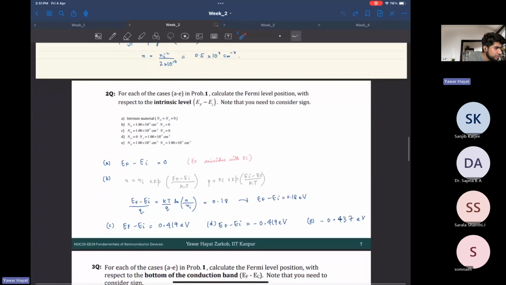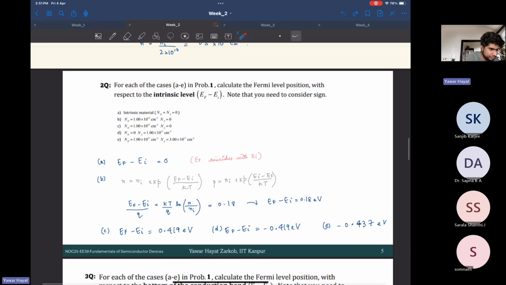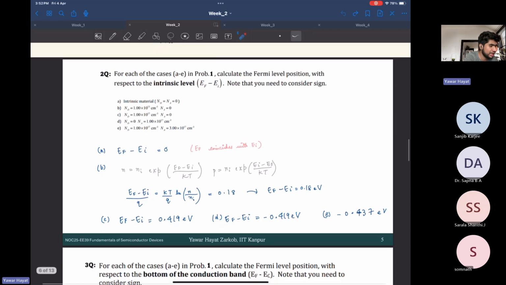In question number 2, for each of the cases in the problems, we need to compute a formula. Let's do one thing: we'll discuss these questions superficially. If we discuss them in detail, I don't think we'll be able to touch today's session. So I'll be moving over superficially. If you have any doubt, you can stop me and I'll try to explain. Is that fine? Because it's already 15 minutes and we are only at week 2, so we are lagging right now.